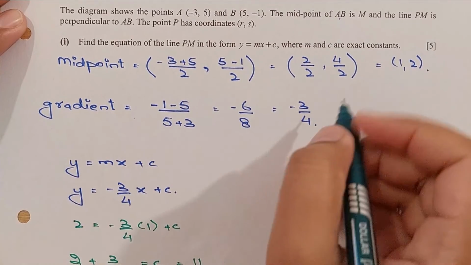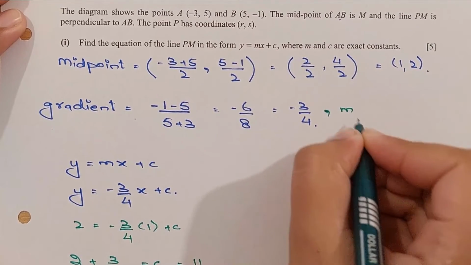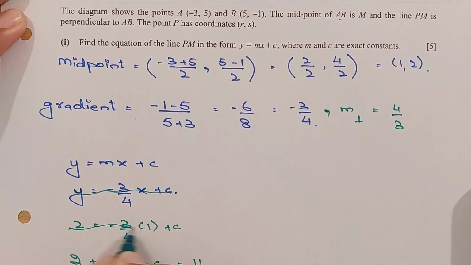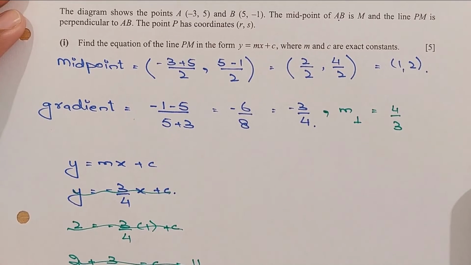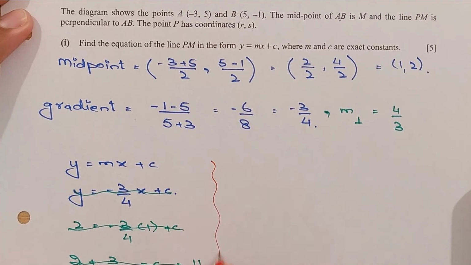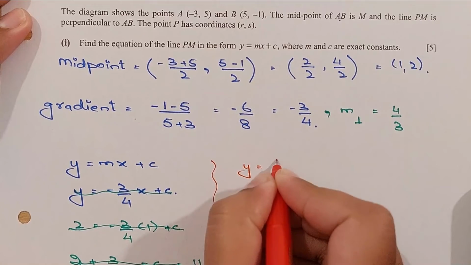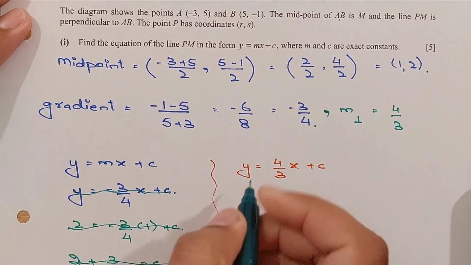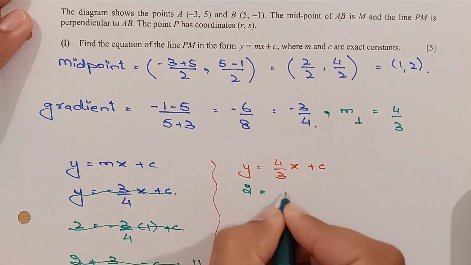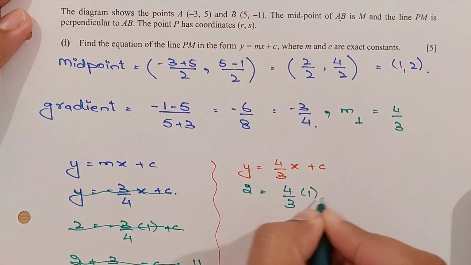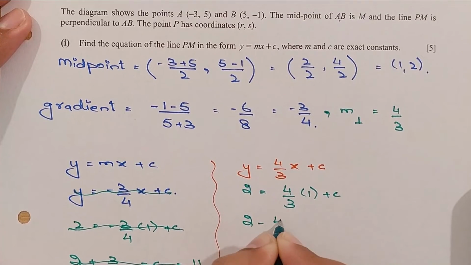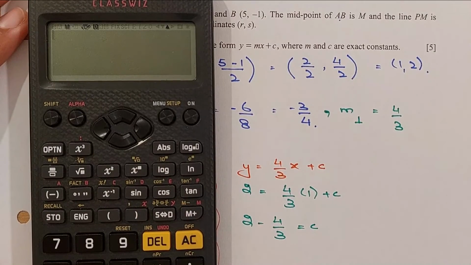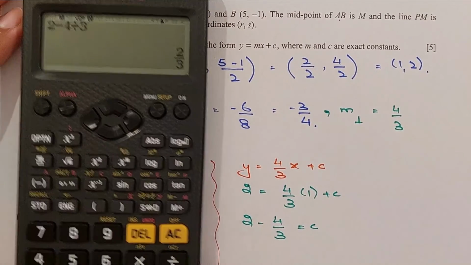Sorry, I forgot to do the negative reciprocal. So the gradient of the perpendicular line is 4 by 3. Right. So let me substitute over here. y equals 4 by 3 x plus c. Now put the midpoint. The midpoint is y is 2, x is 1. This is 4 by 3 times 1 plus c. So 2 minus 4 by 3 is the c value. Okay, so 2 minus 4 divided by 3 is 2 by 3.